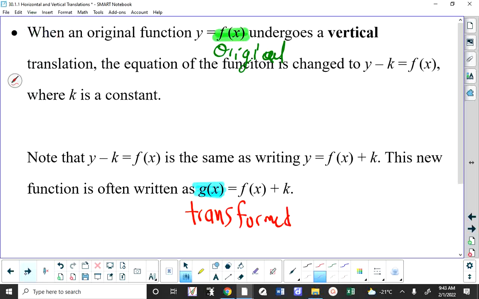That's all I'm saying. We're going from f of x to g of x. And how are we doing that? We're taking f of x and adding a number. We're adding k to f of x. And the result is a vertical translation.